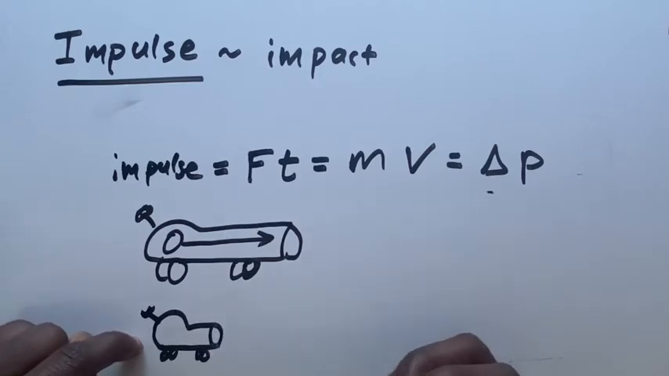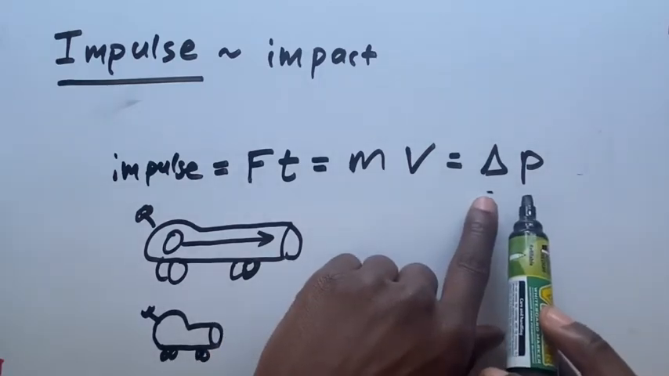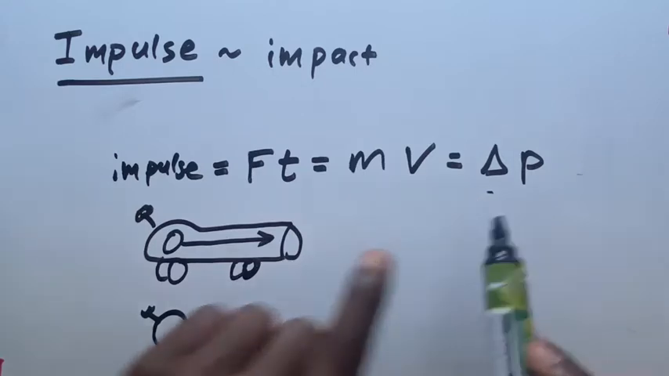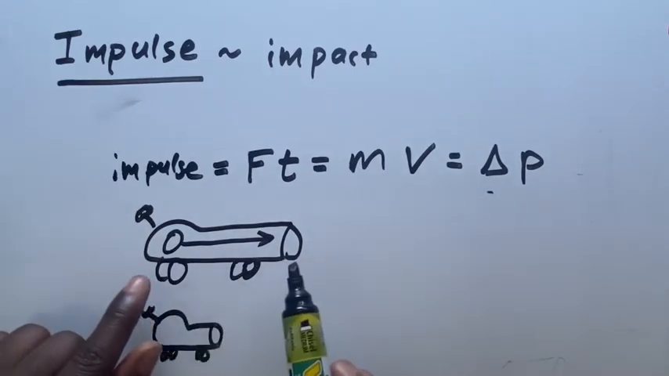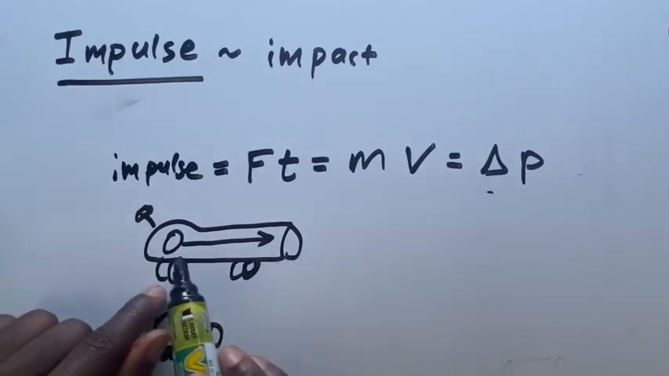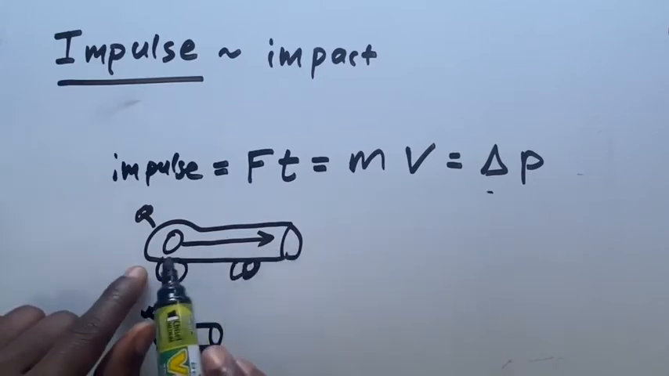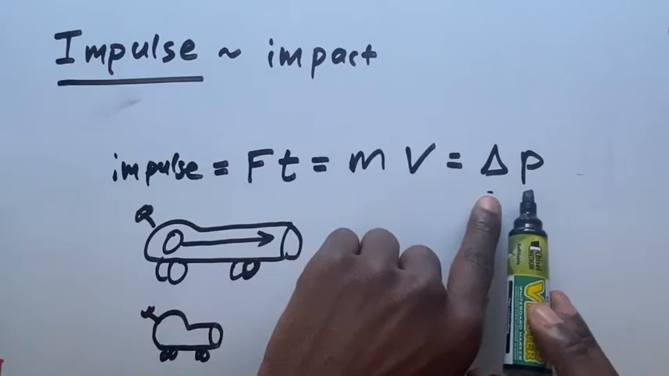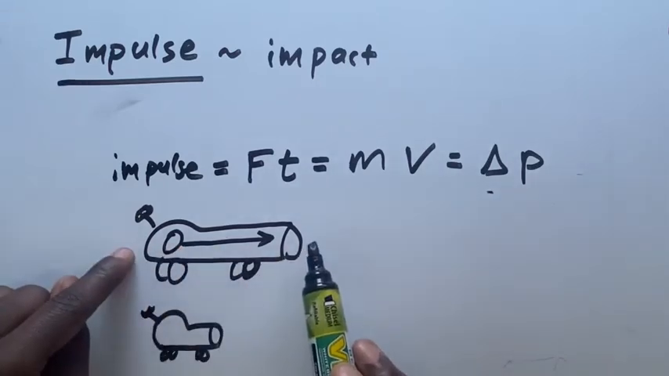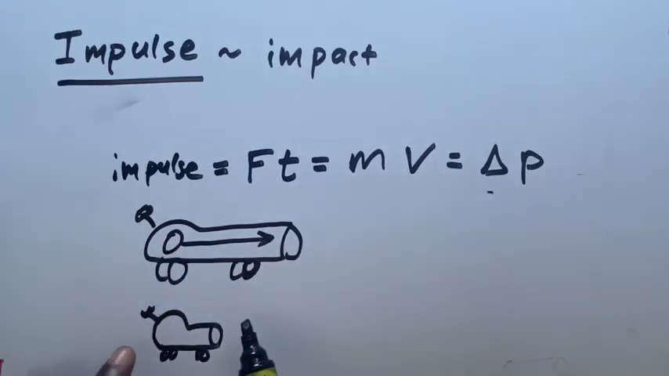Or you could think about it in terms of the change in momentum. So we know this longer cannon, since it's longer, is going to have a greater impulse, so it's going to shoot the cannonball out even faster. So if it shoots it out faster, then the change in momentum for this one is going to be greater than the change in momentum for this one.